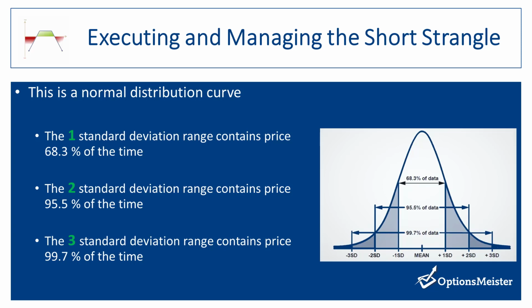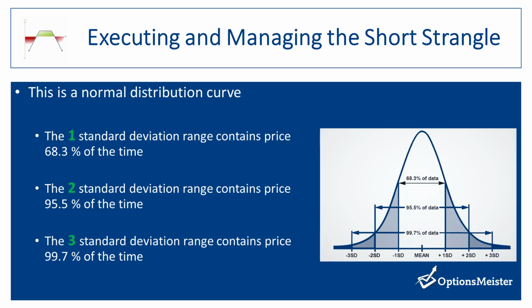As you can see on the chart, the one standard deviation range contains price 68.3% of the time. You may ask, what does that mean? Very simple, if we put on a short strangle where the short call and the short put are placed at the one standard deviation strike, there is a 68.3% probability that price will remain within those two strikes for the duration of the trade. Same goes for the two standard deviation strikes.